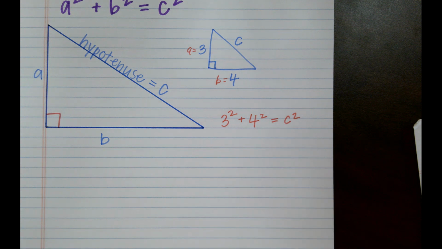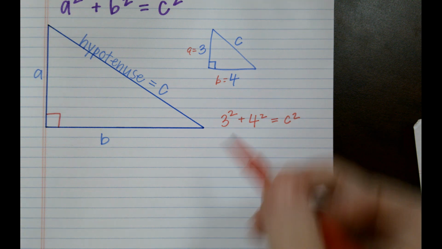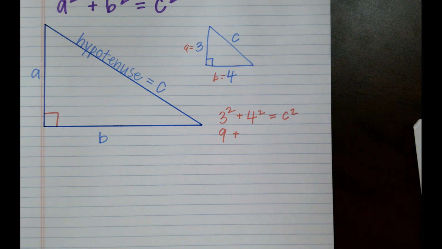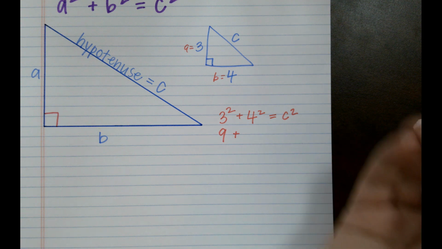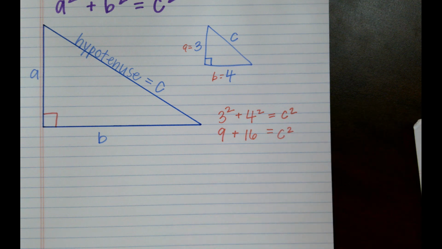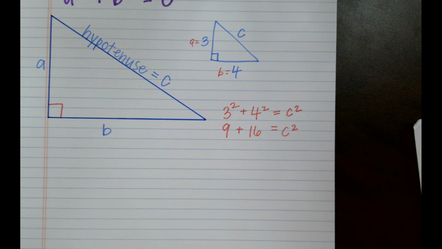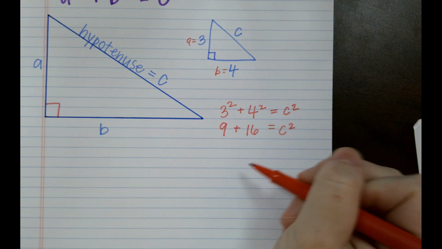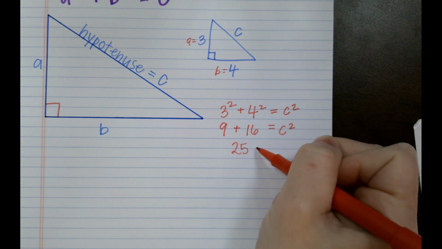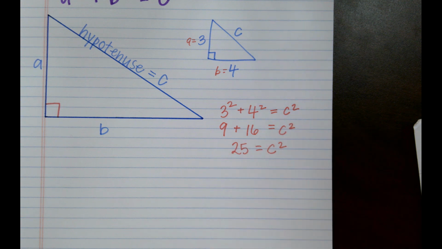So 3 times 3, what's that going to give you? 9. And then what about 4 squared? 4 times 4. 16. Perfect. Equals C squared. Now let's just add 9 and 16 together. See what that gives us. You tell me, what do you get when you add them together? 25. Perfect. Equals C squared.